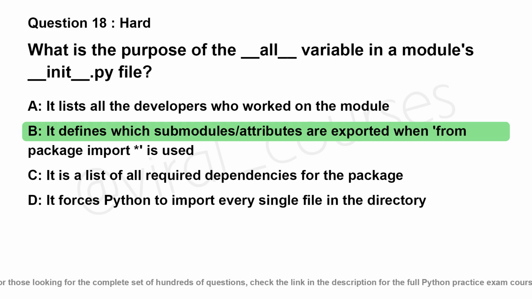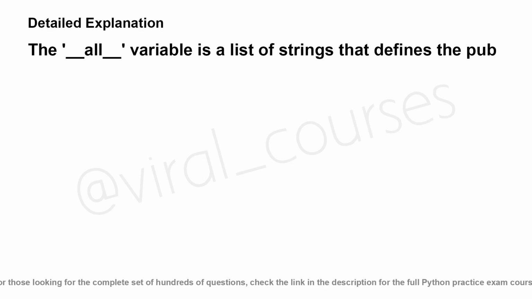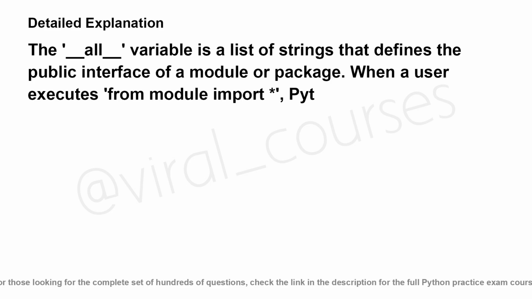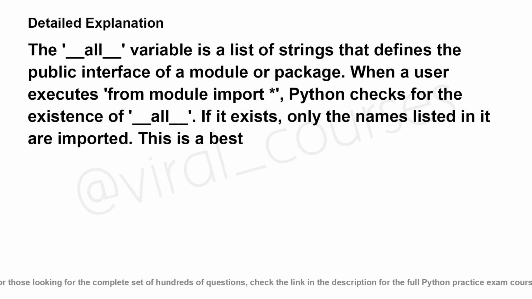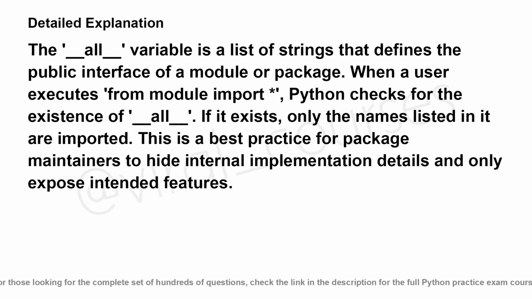The correct answer is B. The __all__ variable is a list of strings that defines the public interface of a module or package. When a user executes from module import *, Python checks for the existence of __all__. If it exists, only the names listed in it are imported. This is a best practice for package maintainers to hide internal implementation details and only expose intended features.